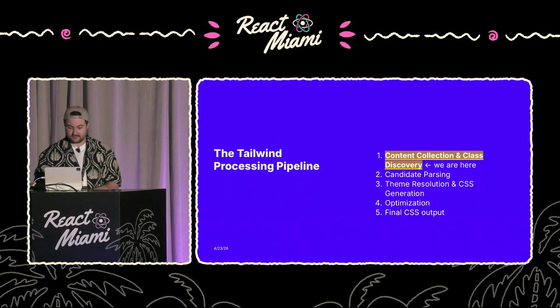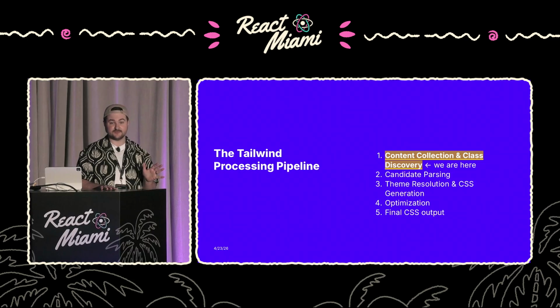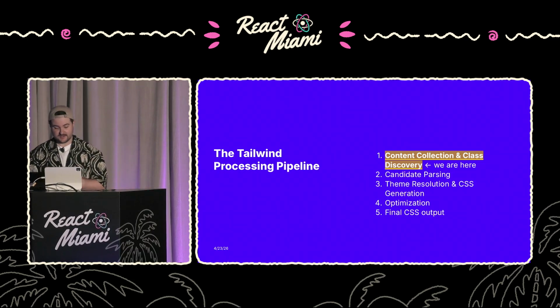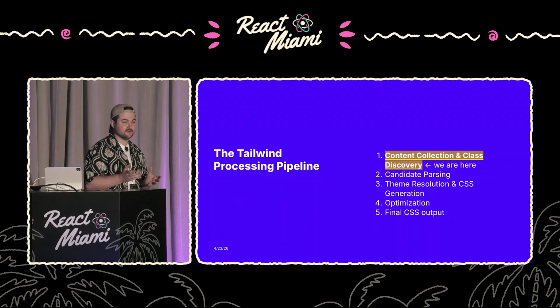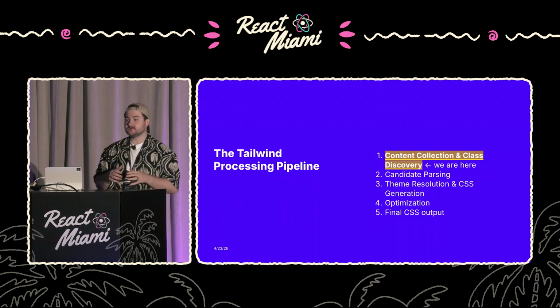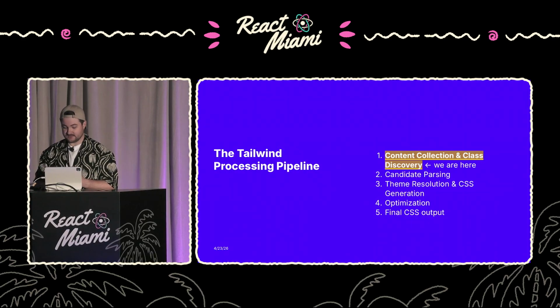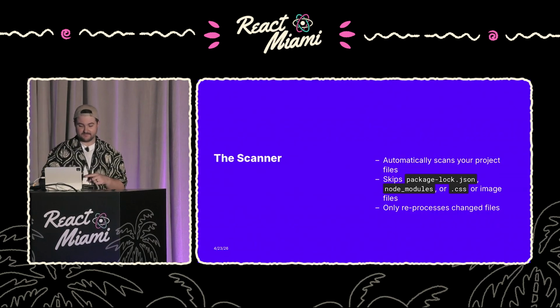The Tailwind processing pipeline has 5 different stages, and the first one that we'll look at today is called content collection and class discovery. So Mitch typed BG Indigo 500 onto a div, and before Tailwind can do anything with that utility, it first has to find it in Mitch's code. And that's where the scanner comes into play.